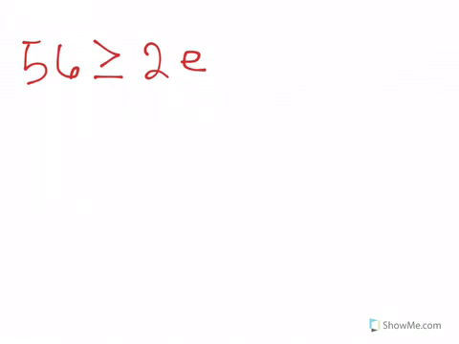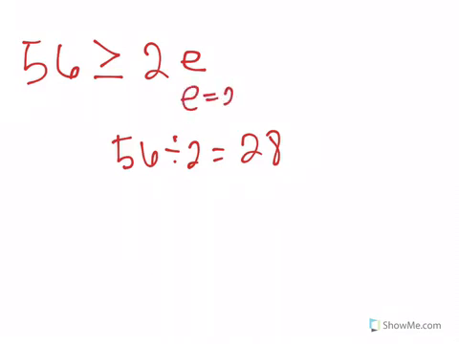Okay, we'll do one more quick example here. 56 is greater than or equal to 2e, meaning 2 times e, whatever number we want to substitute in for the variable e. So what I'm going to do is take 56 and divide that by 2, and I know that my answer is going to be 28. You could solve it and you'd get the same answer. I'm just going to do that for the sake of time. So I know that if e is 28, then these two are going to be equal. So 56 is greater than or equal to 28.